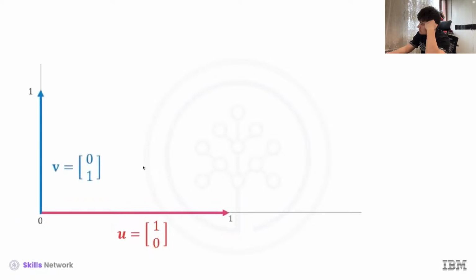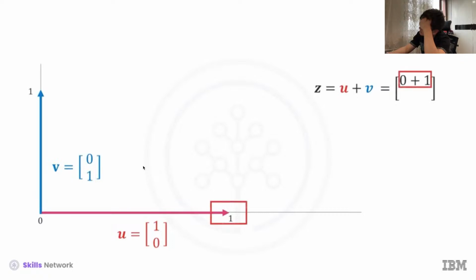We represent the second vector in blue. The first component is 0. Therefore, the arrow does not point in the horizontal direction. The second component is 1. As a result, the vector points in the vertical direction 1 unit. When we add the vectors U and V, we get the new vector Z. We add the first component. This corresponds to the horizontal direction. We also add the second component.